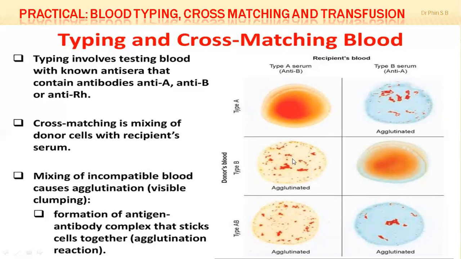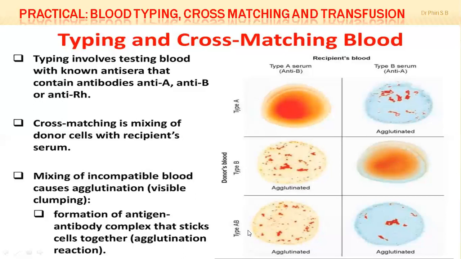If there's a reaction here, it means that the red blood cells for this donor's blood have the antigen B, which is reacting with this antibody B. And here, there's no reaction. Why? It's because you have antigen B, here you have anti-A, so there will be no reaction. It's compatible here, blood group B and blood group B.